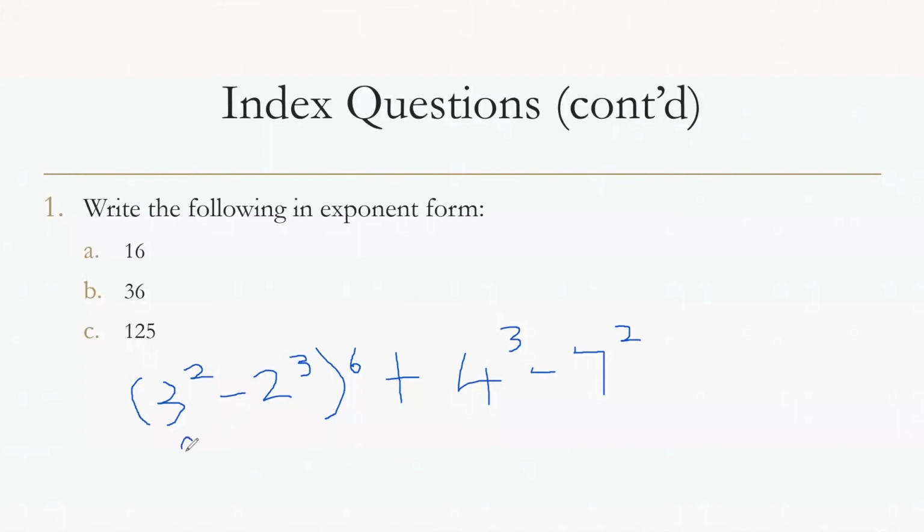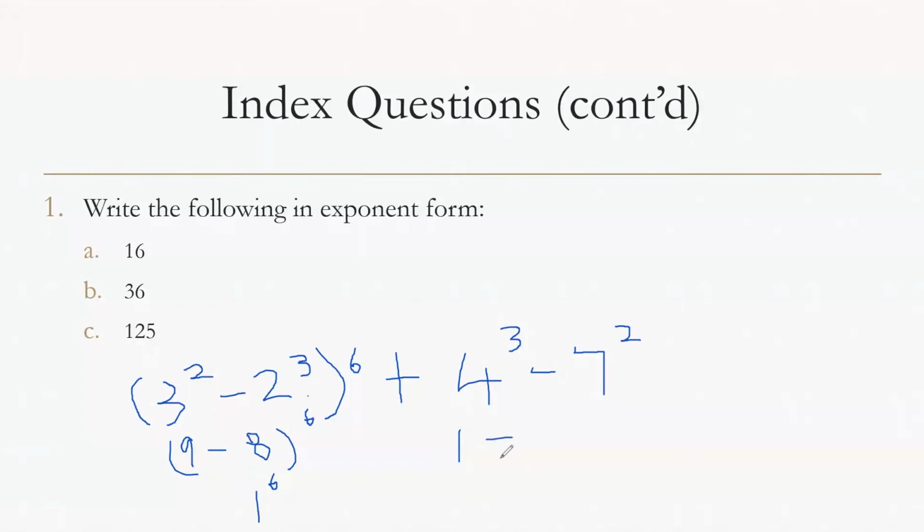3 to the power 2, 3 times 3 is 9. 2 to the power 3 is 2 times 2 times 2, it's 8. So 9 minus 8, all to the power 6. I'm going to keep solving this step before I move on to the rest. 9 minus 8 is 1, and 1 to the power 6 is 1. Anything to the power of 1 to the power of anything is always 1, because 1 multiplied by itself any number of times is still 1.